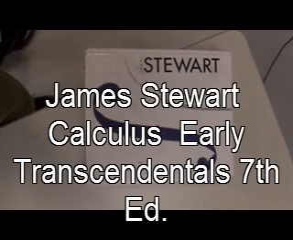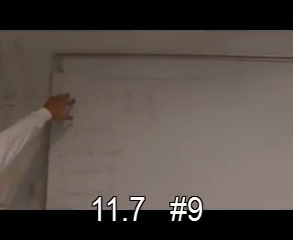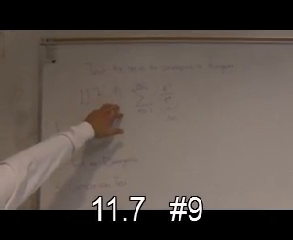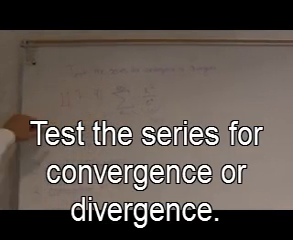Hi everybody, we're going to do some equations today from Stewart Calculus, Early Transcendentals 7th edition. We're going to be doing equations from 11.7, question number 9. And this is asking us to test the series for convergence or divergence.